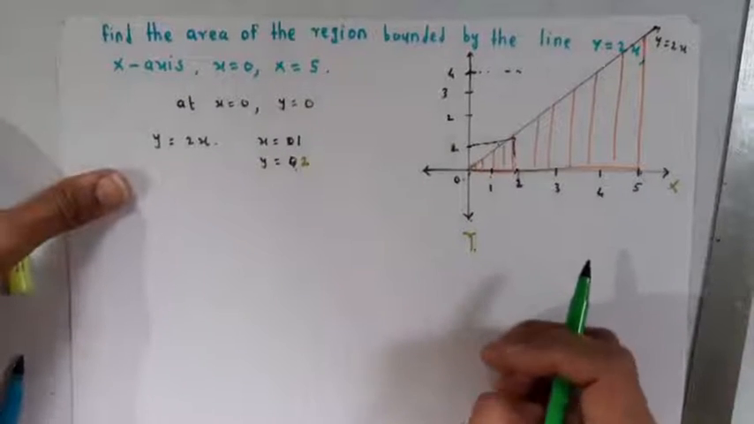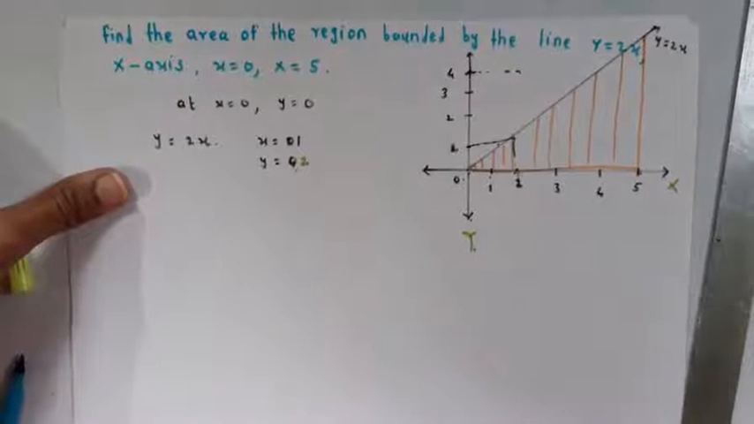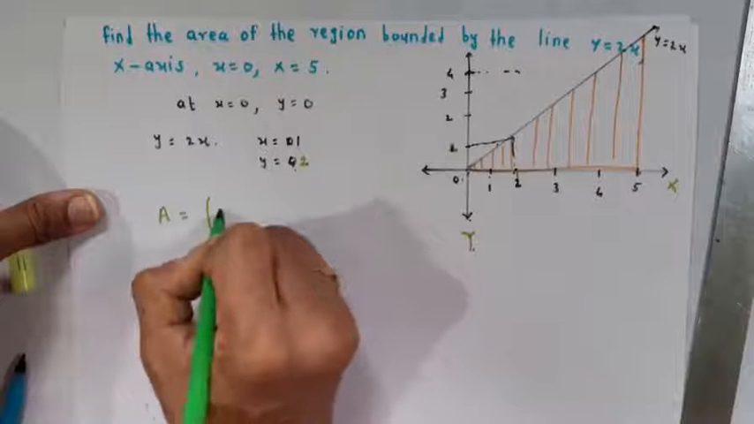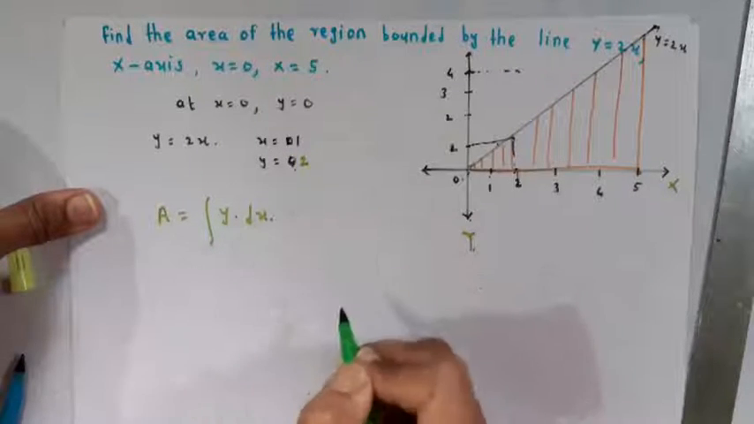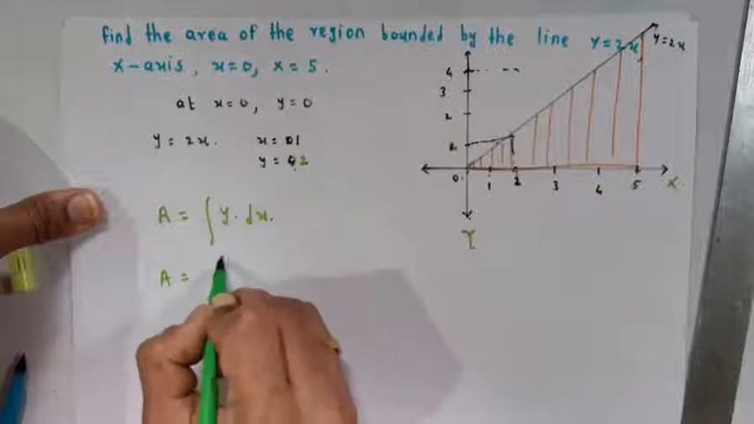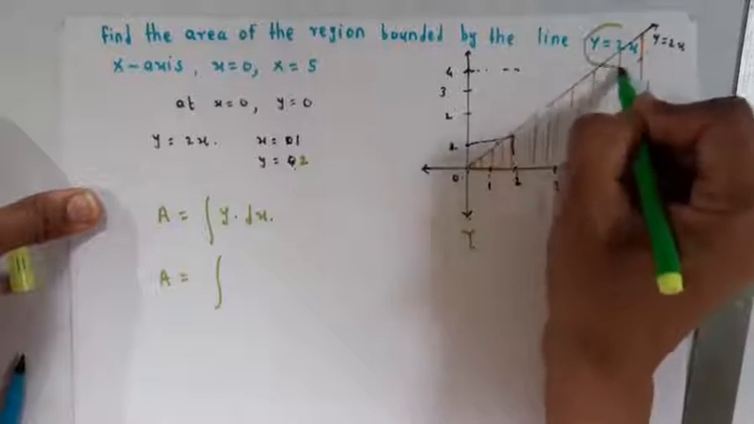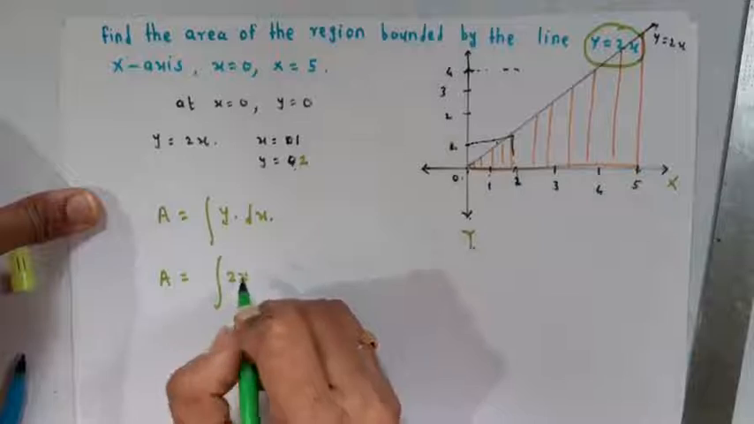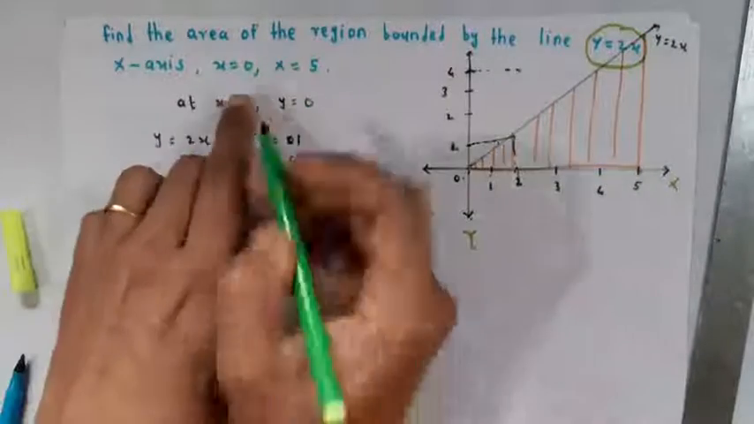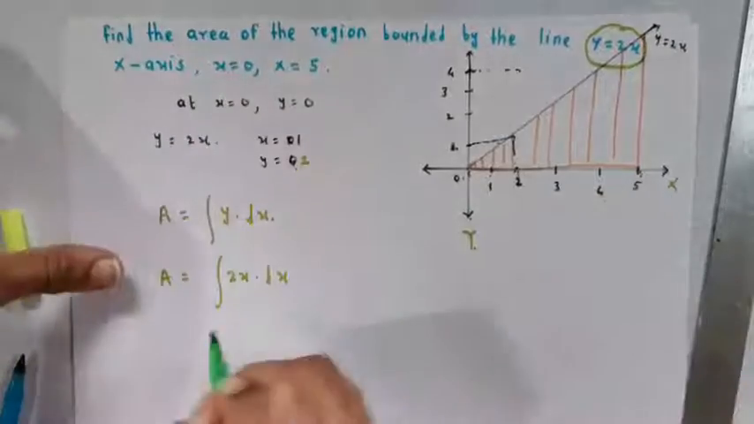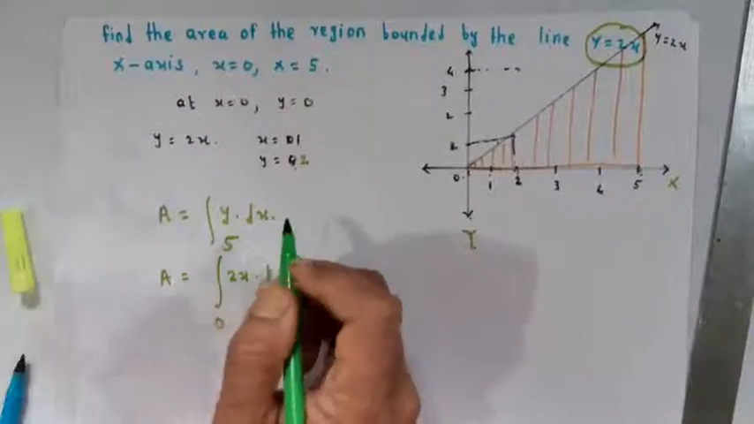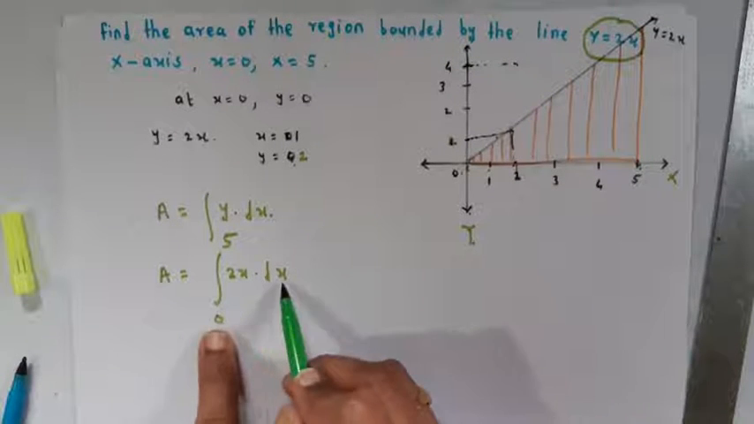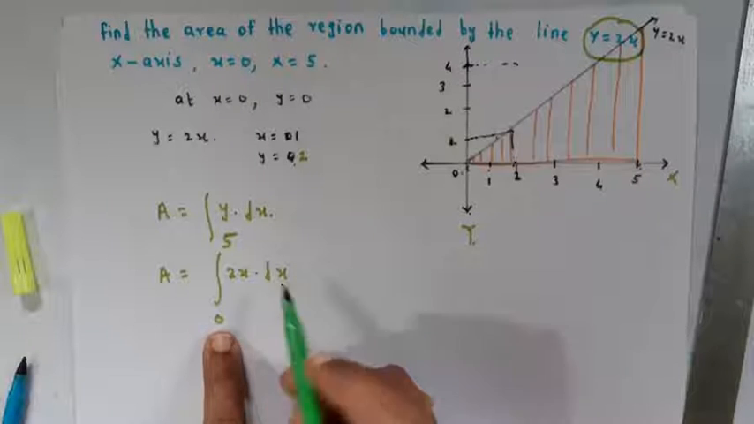To find out this area, the required area A equals the integral of the function y with respect to x. So what is the function? y equal to 2x. This is the function, so 2x with respect to x, and limits of integration from x equal to 0 to x equal to 5. We are taking limits according to x, because we are integrating with respect to x.